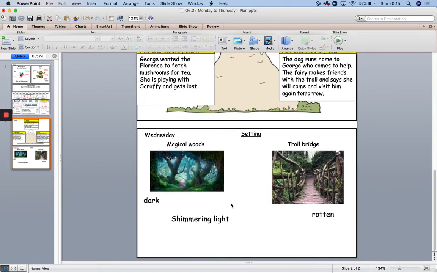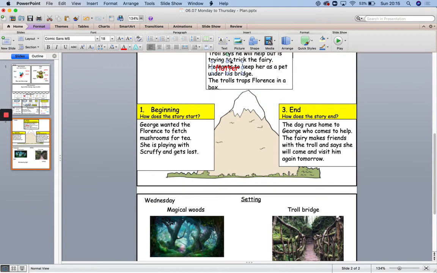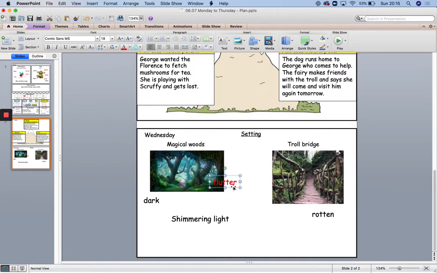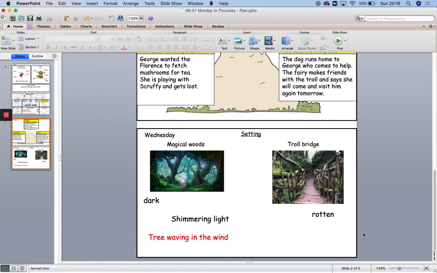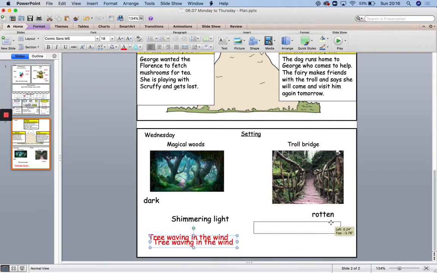Now down here in the woods, we might think about the tree. Oh, I just need to go get my red. How would the tree move? The tree might be waving in the wind. Oh, sorry, wind spelt incorrectly. I need to make sure I copy that. And the bridge might be, what could the bridge be doing? I think the bridge may be swaying in the wind.